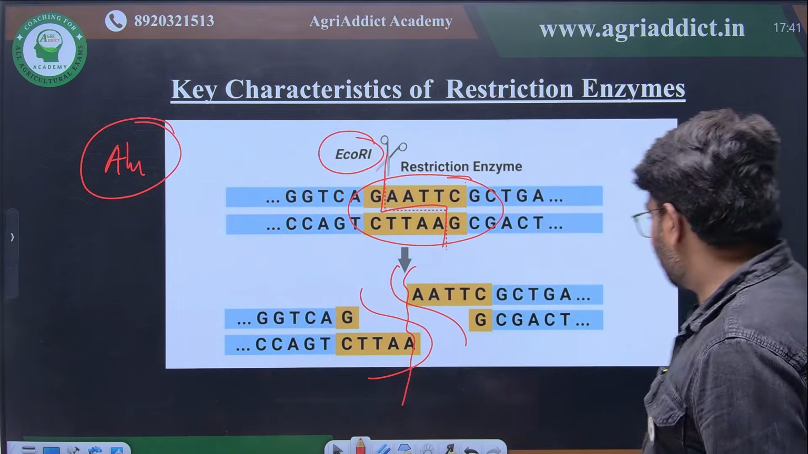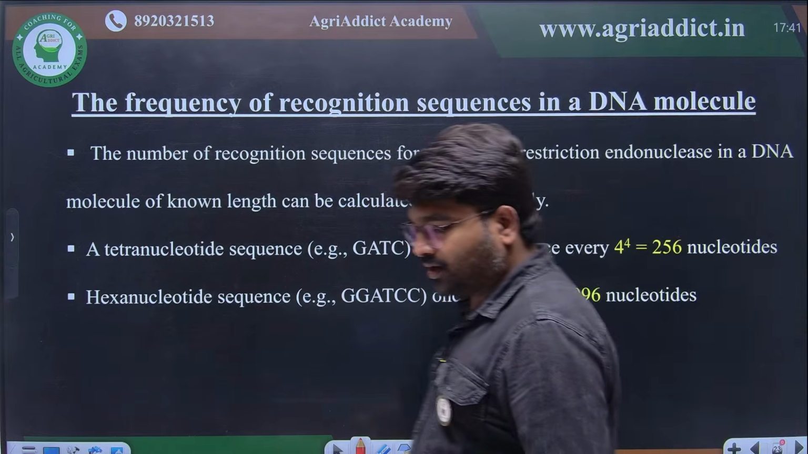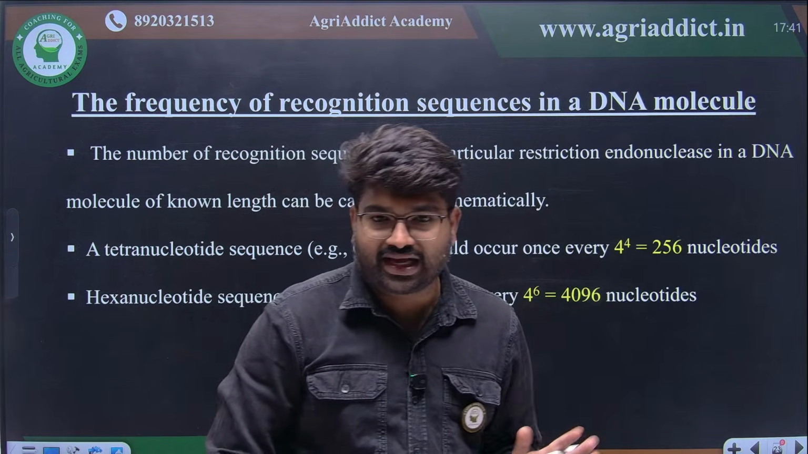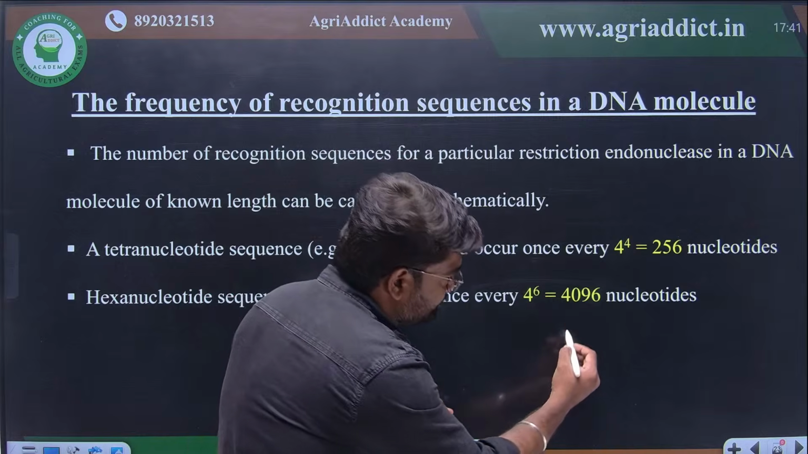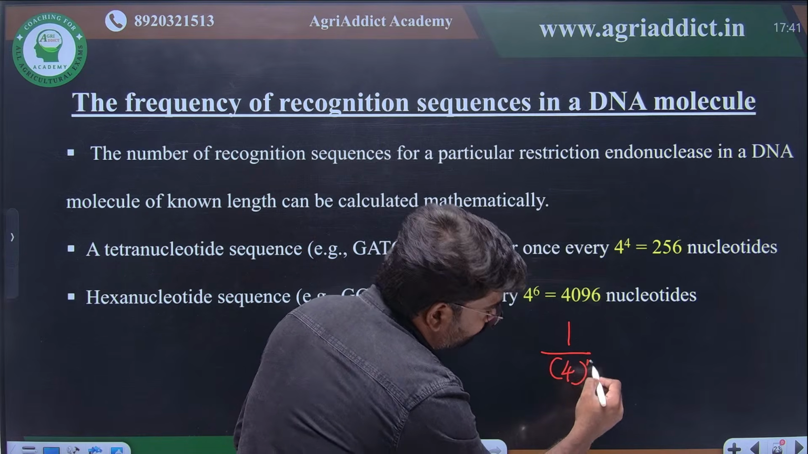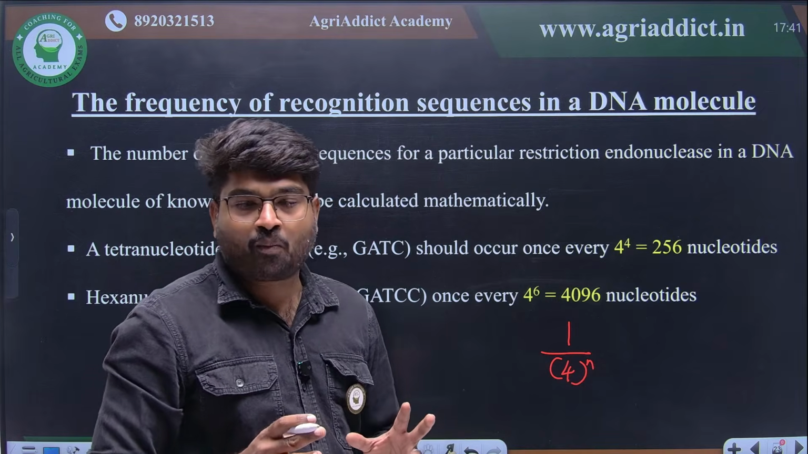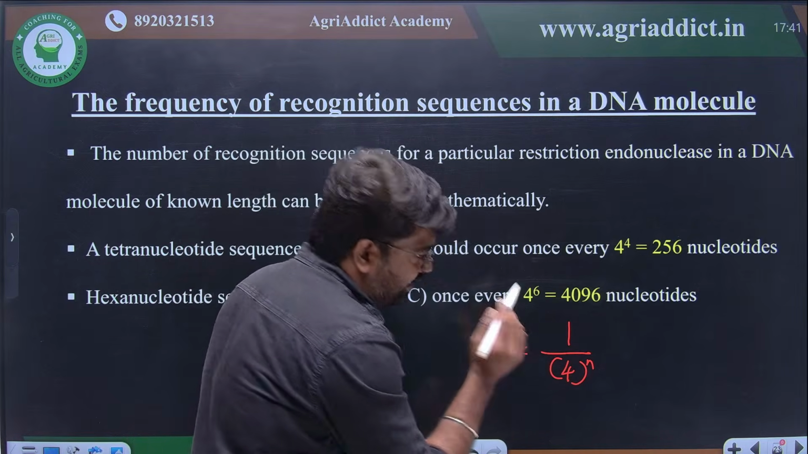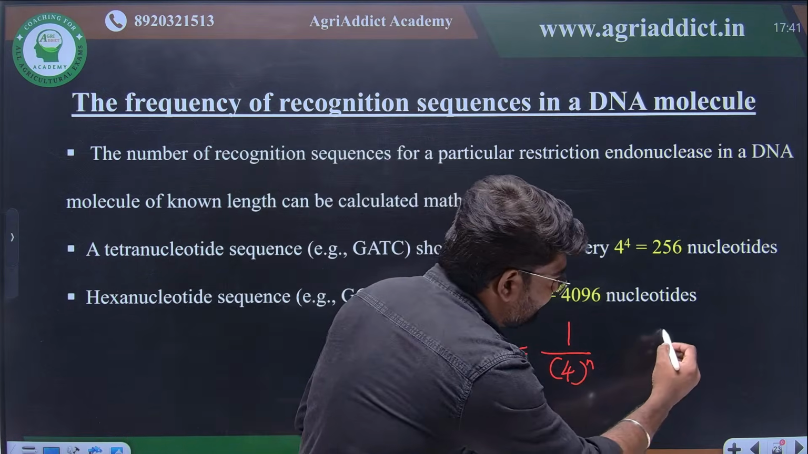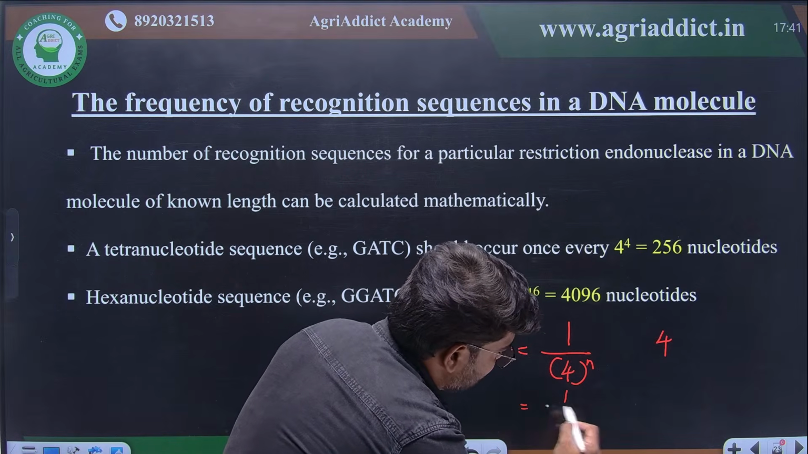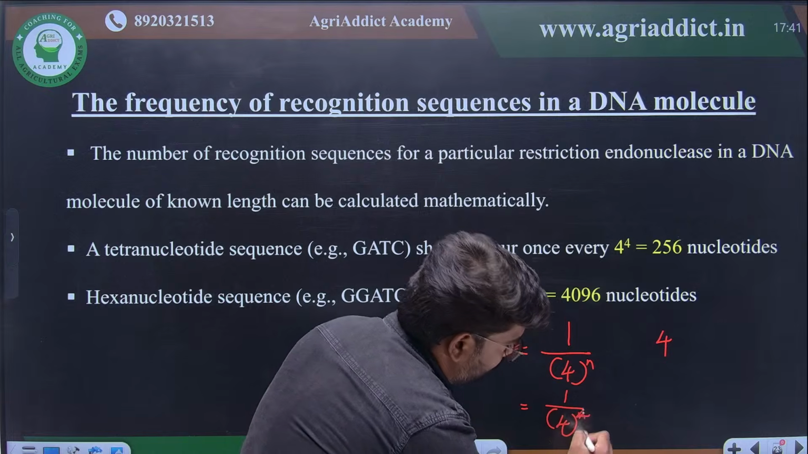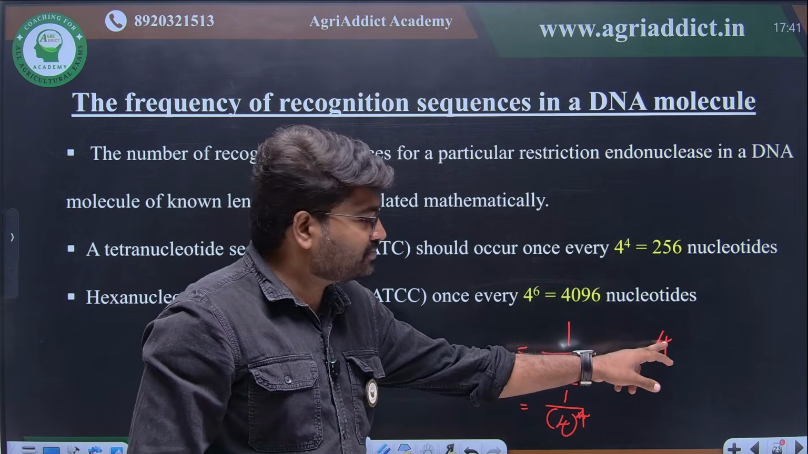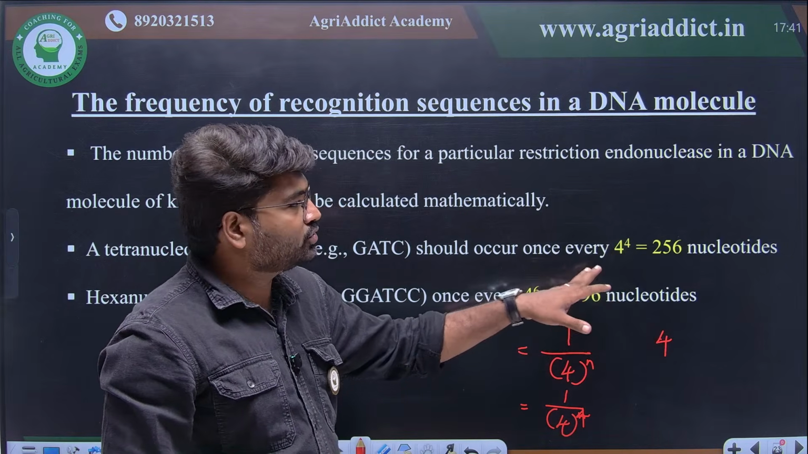Okay, then the most important thing, the frequency of the recognition site. They have asked this in 2019, same, I am saying, 4 questions they have asked. Just remember the formula for calculating the frequency of a recognition site in a DNA molecule: 1 by 4 power n. If it's a tetrabase cutter, n equals 4, so 1 by 4 power 4. If it's a hexabase cutter, 4 power 6. If it's an octabase cutter, 4 power 8. Like that we have to calculate.